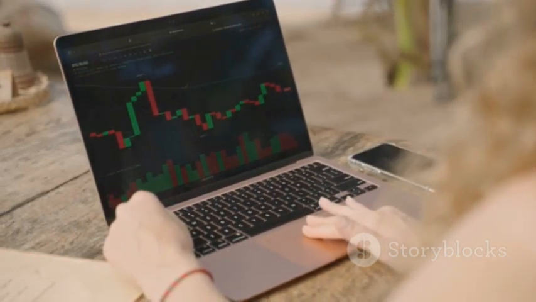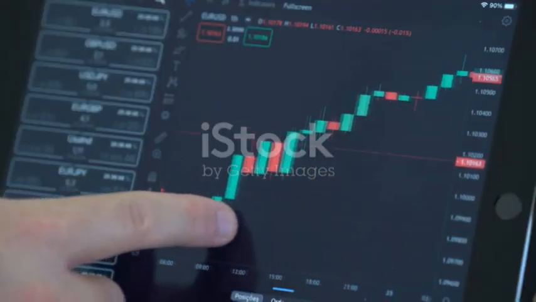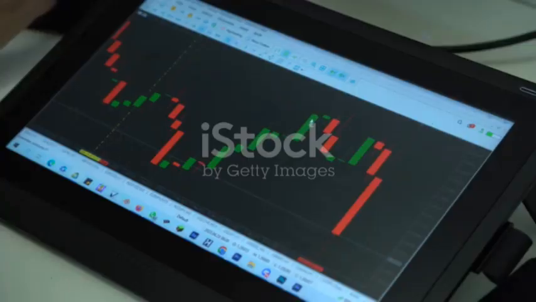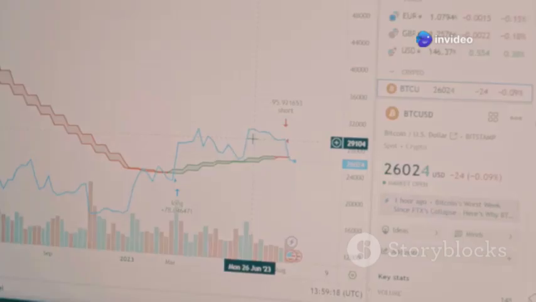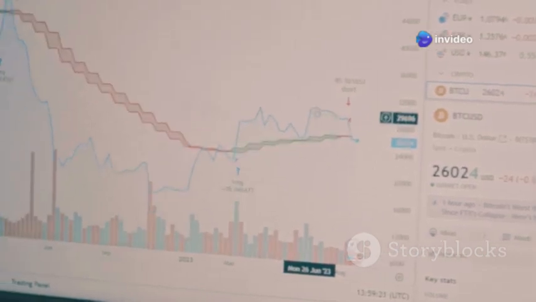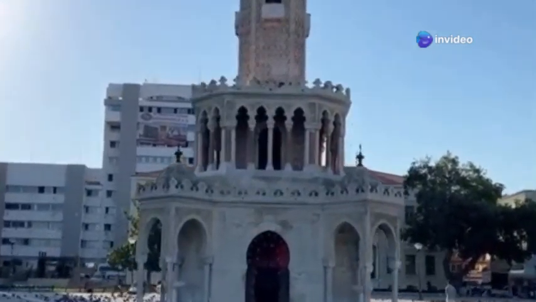Traders use charts to understand price movements. Candlestick charts are a popular choice. They show the price action of an asset over time. Each candlestick represents a specific time frame. This could be 1 minute, 1 hour, or 1 day.